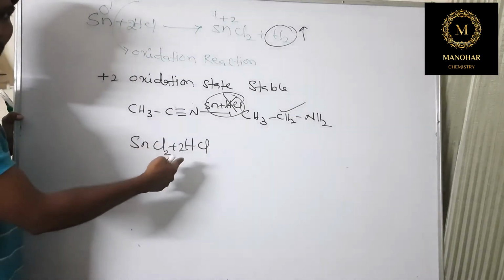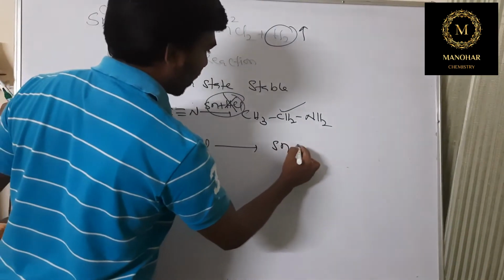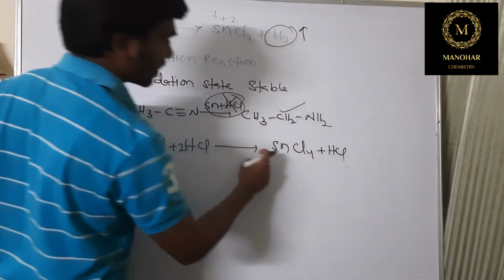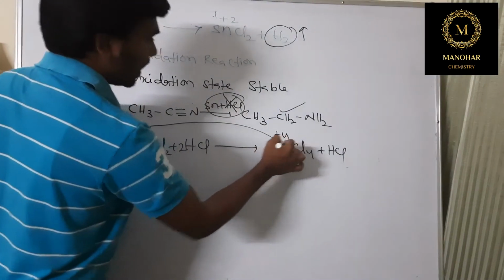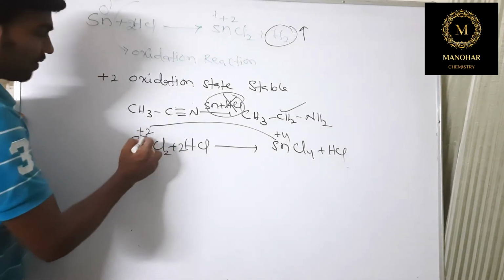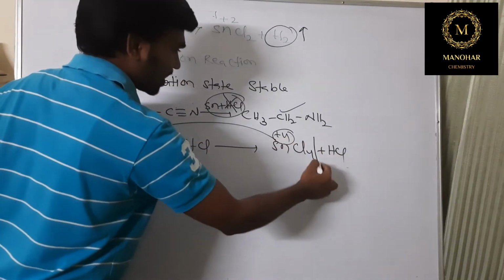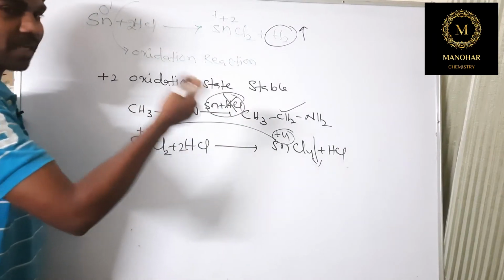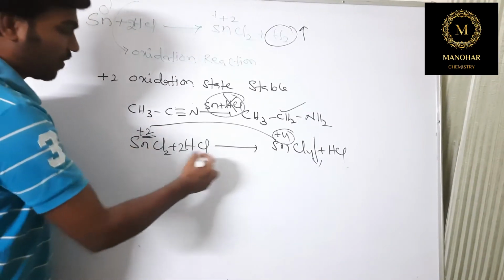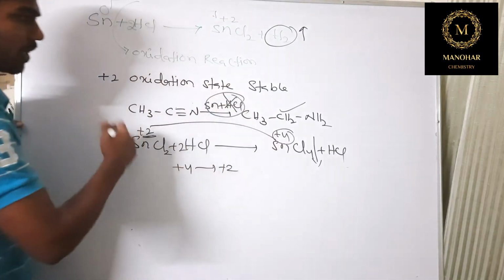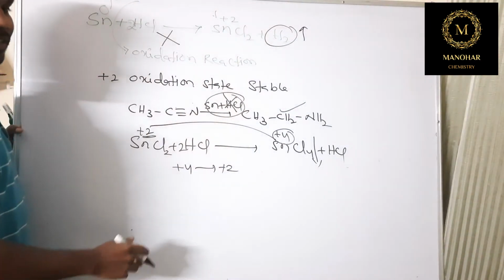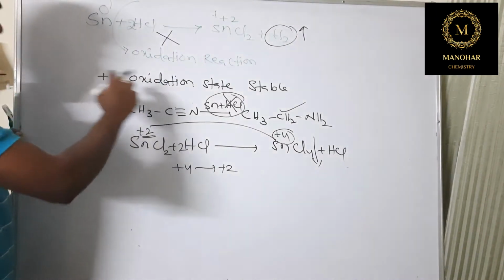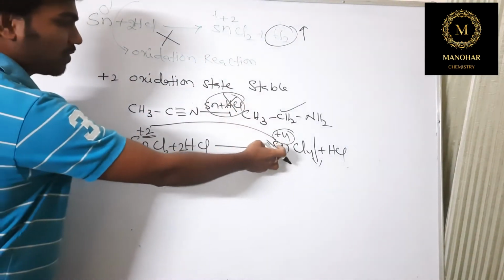If I am taking SnCl2 and HCl, then what will happen? It is going to form SnCl4 and HCl. So now you see here, plus 2 oxidation state to plus 4 oxidation state, this is also oxidation, but comparing with the plus 2 oxidation state, plus 4 oxidation is less stable. Because of that, it is going to get stabilized by changing from the plus 4 oxidation state to the plus 2 oxidation state. It means the reaction is reversible here. In the case of the previous one, the reaction is irreversible, because it already forms the stable oxidation state. There is no need for reversibility there, but here a reversible reaction will occur because of stability.